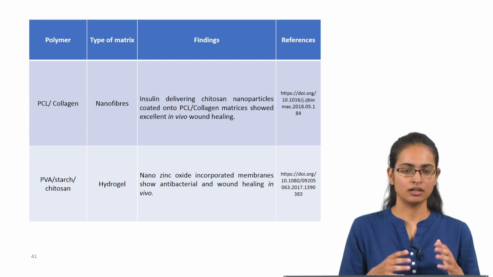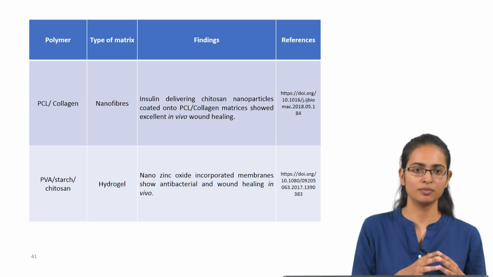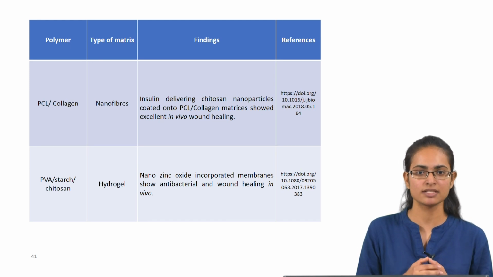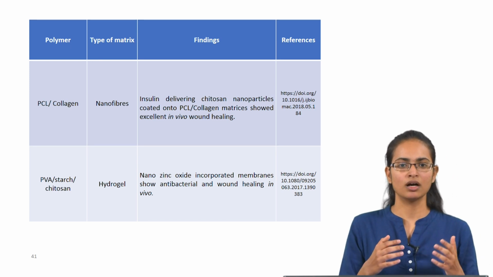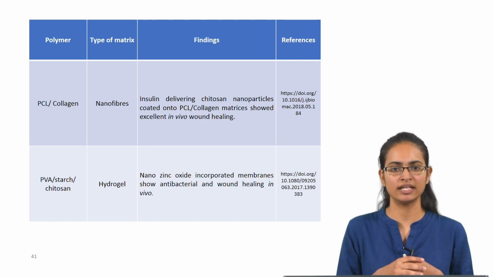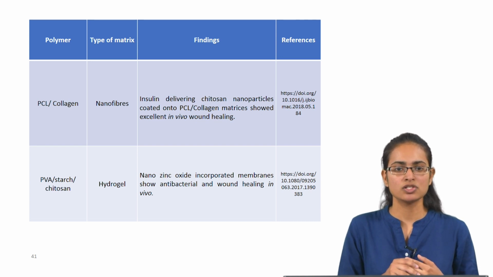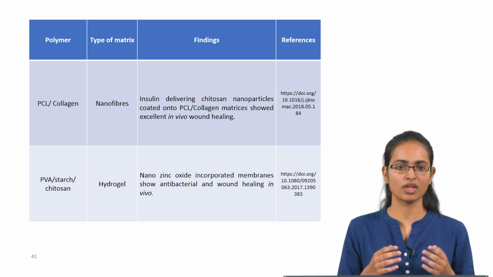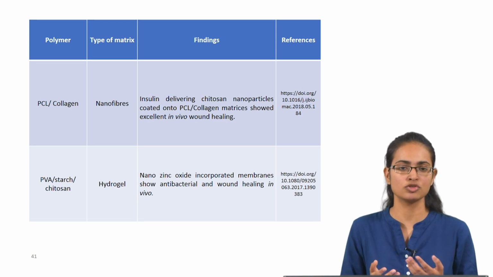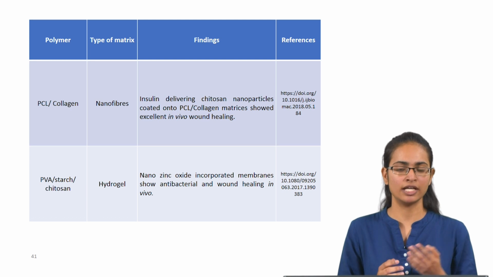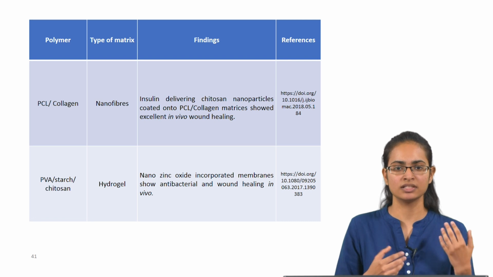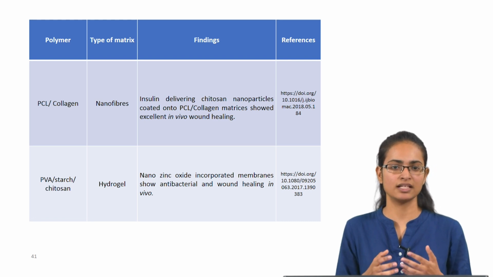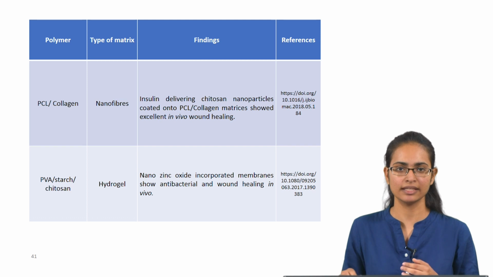These are other combinations of synthetic and natural polymers, PCL and collagen nanofibers. Here they have loaded insulin delivering chitosan nanoparticles, which showed excellent in vivo wound healing, and also more than 2 components can be blended together to form skin tissue engineering materials. PVA starch chitosan has been used here to form a hydrogel and incorporated with nano zinc oxide to show excellent antibacterial activity and wound healing.